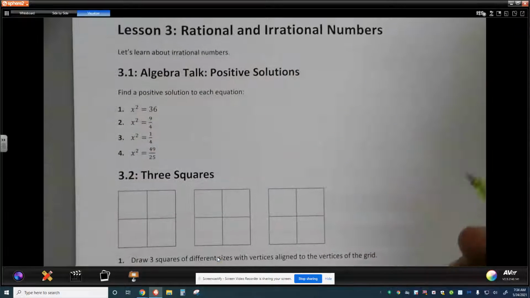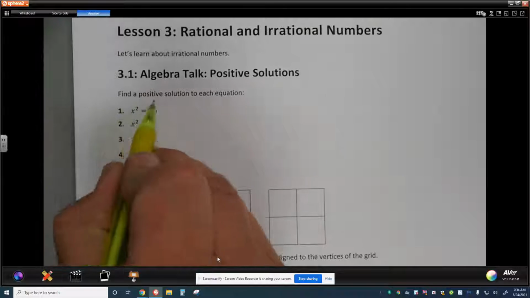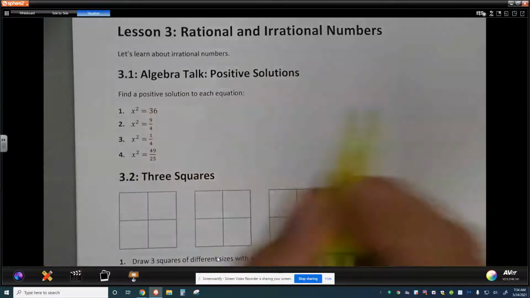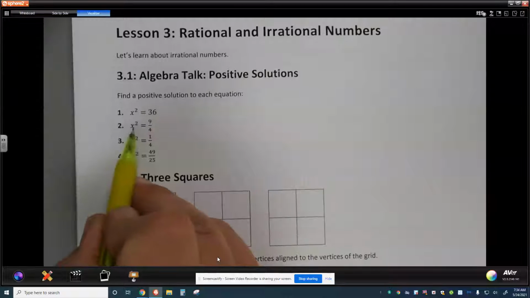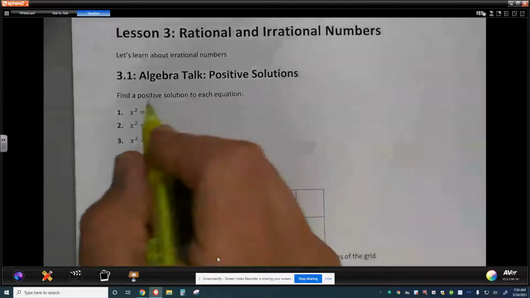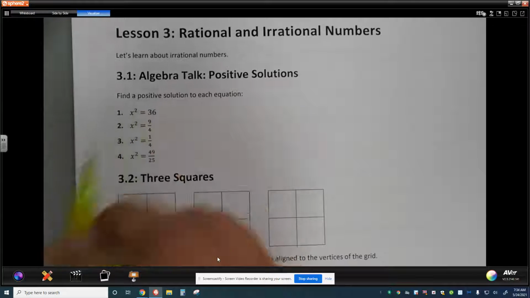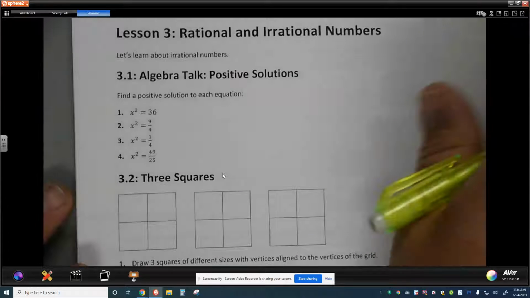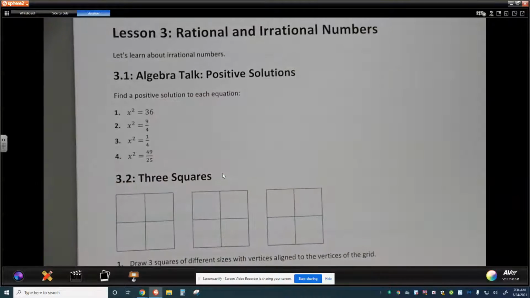3.1, Algebra Talk, Positive Solutions. We're supposed to find a positive solution for each of these equations. Number one, x squared is equal to 36. We also see x squared for each of the other three. What we want to do is think about what number I can multiply by itself to be equal to 36. Hopefully if you know your perfect squares, you already know some of these pretty quickly.